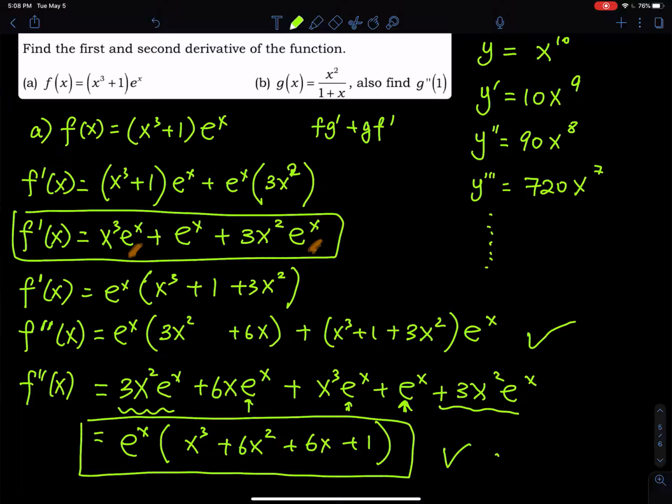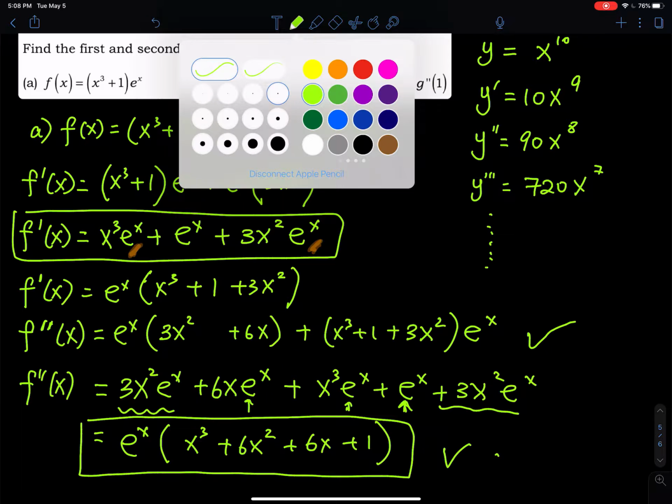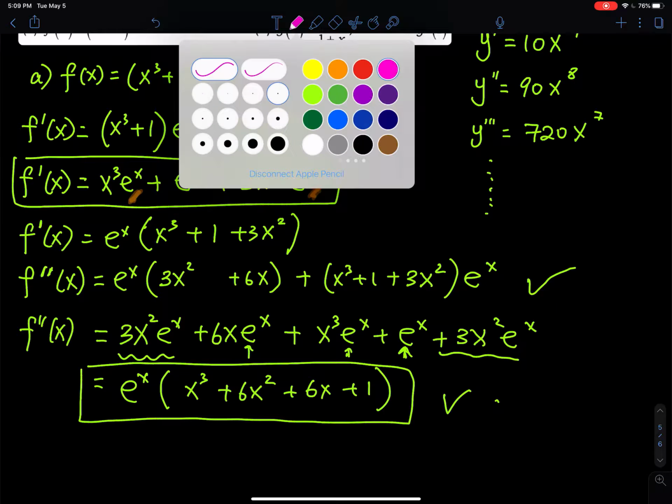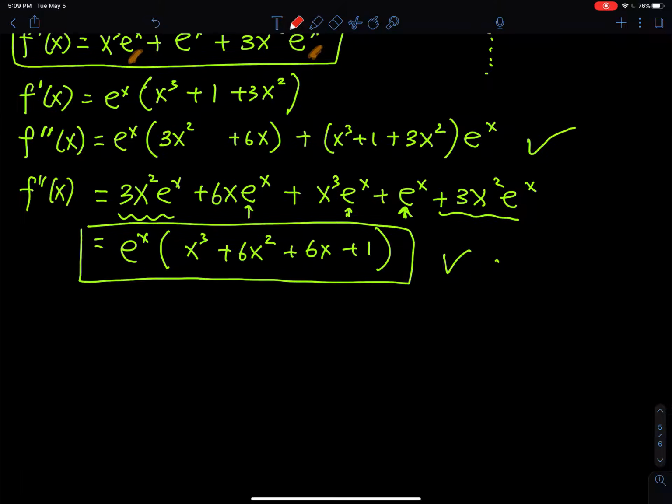So there you go. Here are the first and second derivative. We have a rational function, so that means it is time to practice the first derivative. I use red once in a while, right? So let's use red for this one. So we have g of x, number 2, we have g of x equals x squared divided by 1 plus x. So quotient rule.